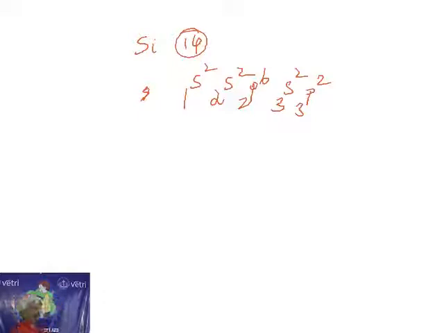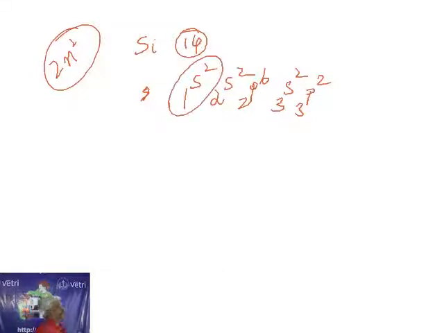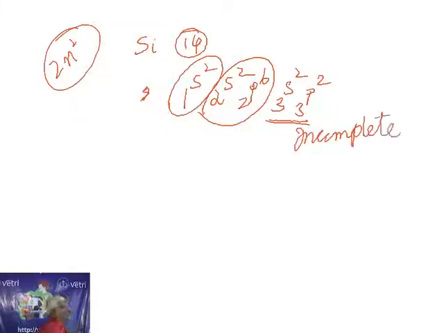This is the electronic configuration, because each shell can occupy 2n square electrons. If n is equal to 1, 2 into 1 square is 2, so 2 electrons are possible. Therefore, the first shell, the K shell, is completed. For the L shell, n square is 4, 4 into 2 gives 8 electrons possible. Therefore, 6 plus 2, 8 electrons are completed, and the second shell is also completed. For the third shell, 3 square is 9, 9 into 2 gives 18 electrons possible, but we have only 4 electrons. It is called incomplete, so you should understand what an incomplete orbit is.